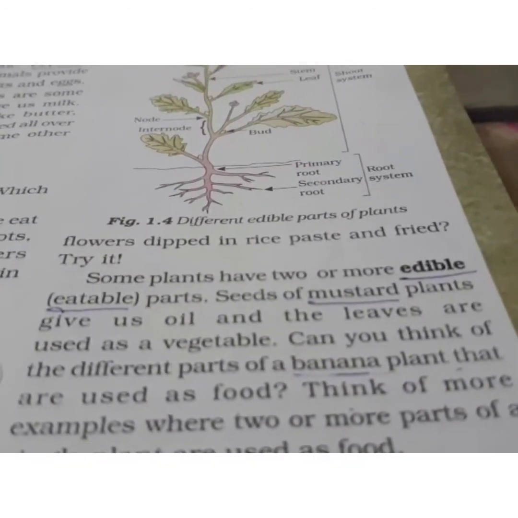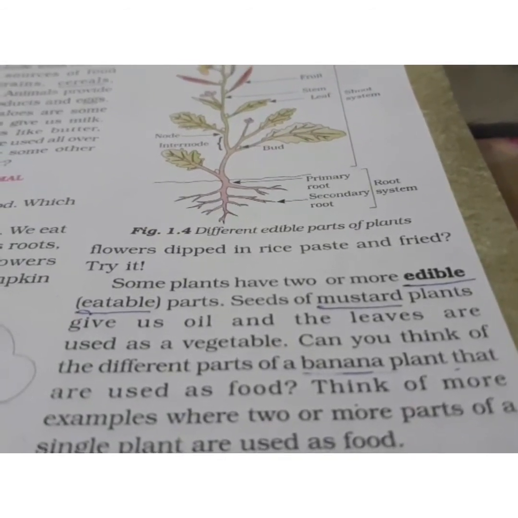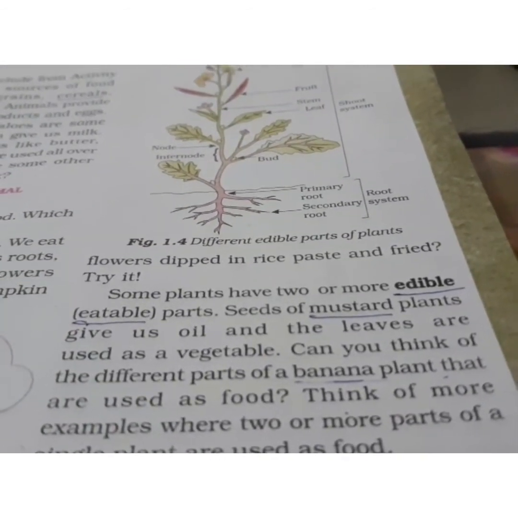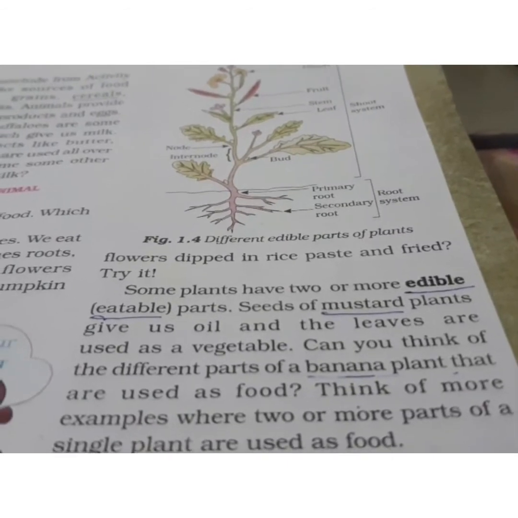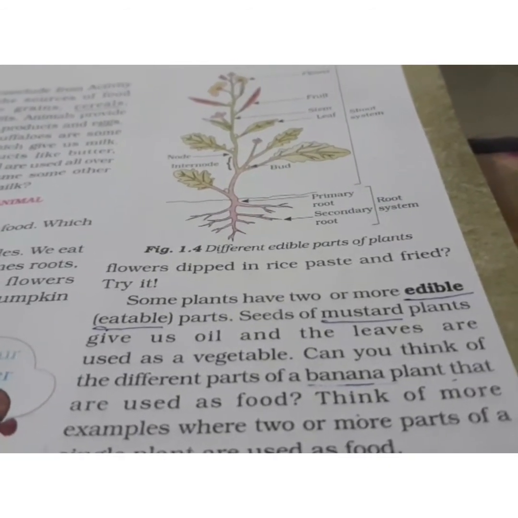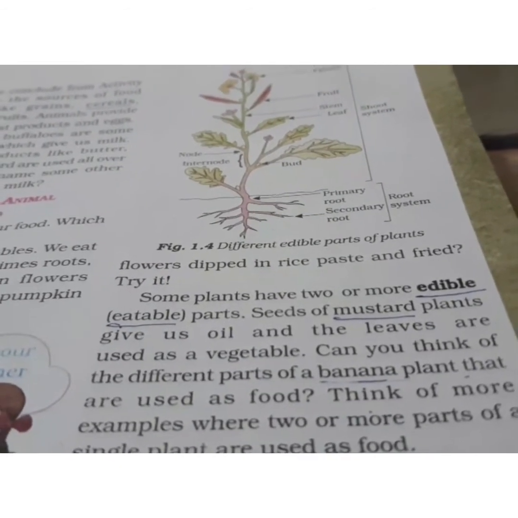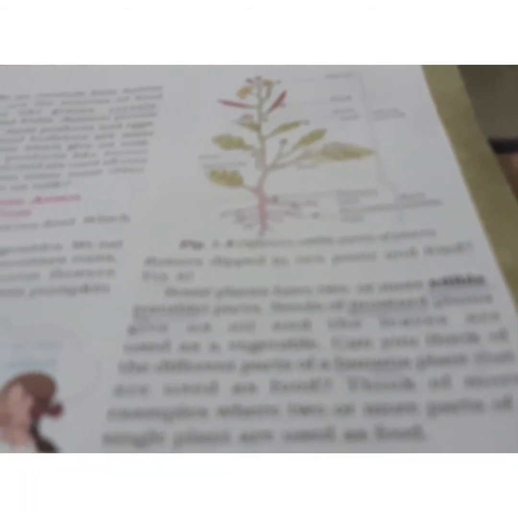Some plants have two or more edible or eatable parts. Seeds of mustard plants give us oil, and the leaves are used as vegetable. Now there are certain plants in which more than two parts of the plant can be eaten. Like the leaves of mustard we use as a vegetable. Mustard means the small black seeds of rai that we use, and mostly used in the cooking.